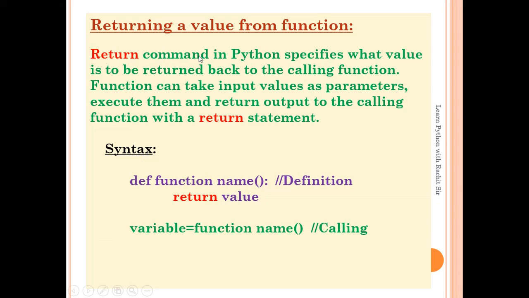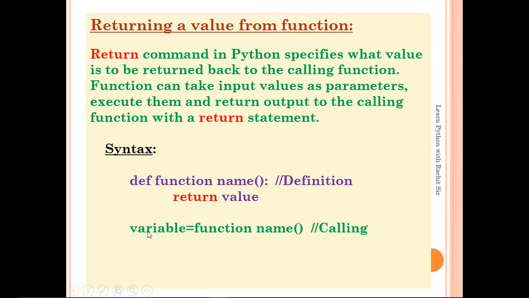The return command in Python specifies what value is to be returned back to the calling function. A function can take input values as parameters, execute them and return output to the calling function with a return statement. This is the syntax. First of all, the def keyword will come, after that the function name, then parenthesis, then colon. Then inside the block you will define the function, then a value will come with the return keyword that we want to return back to the function.